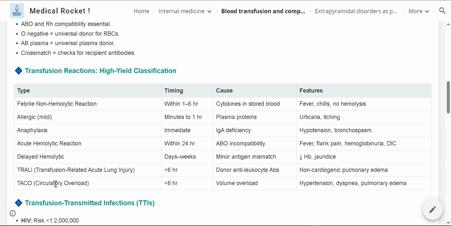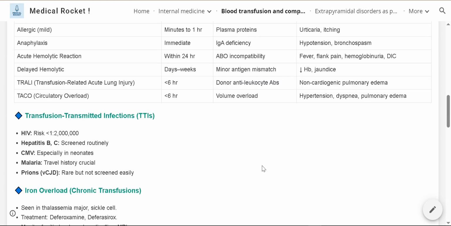TACO, transfusion-associated circulatory overload, same time window, within 6 hours. But here it's volume overload. You'll see hypertension, dyspnea, bilateral pulmonary edema. Curious, sounds like heart failure? Exactly. Now, let's not forget transfusion-transmitted infections.